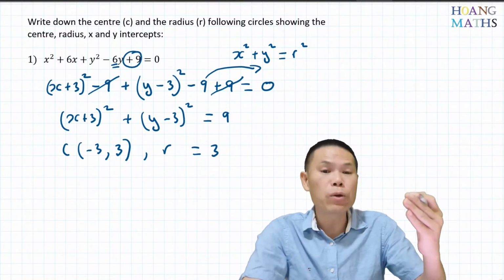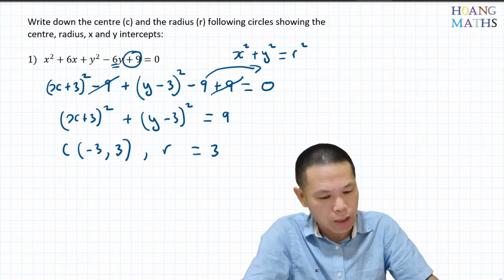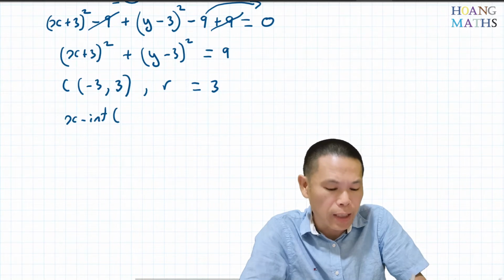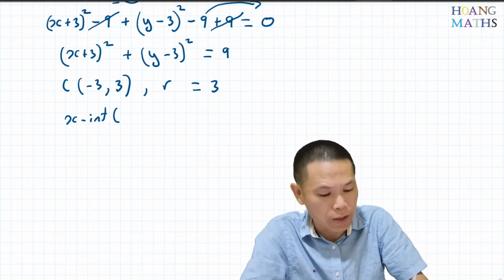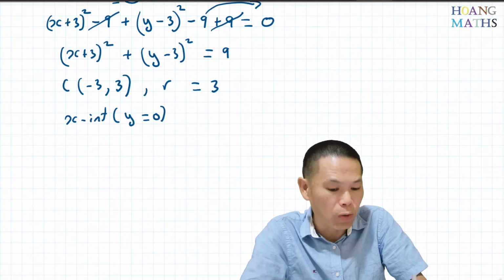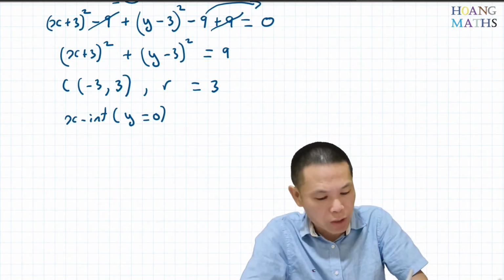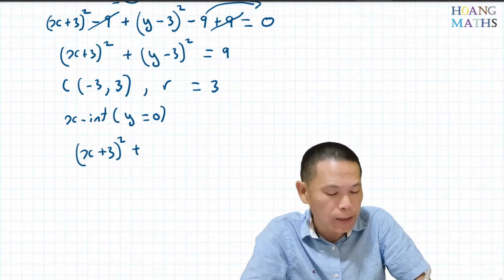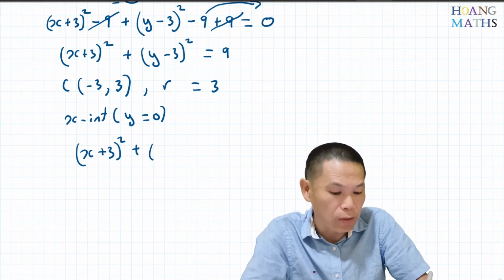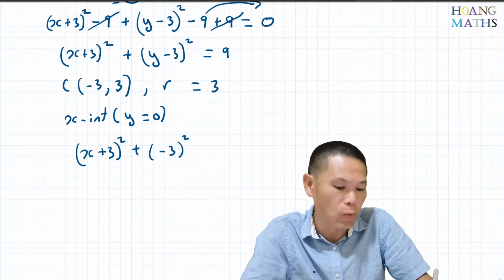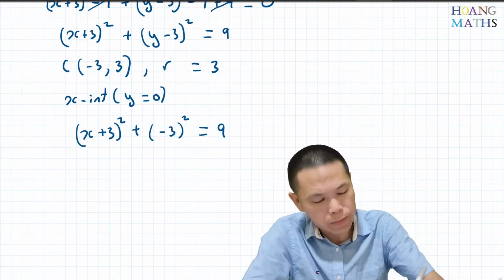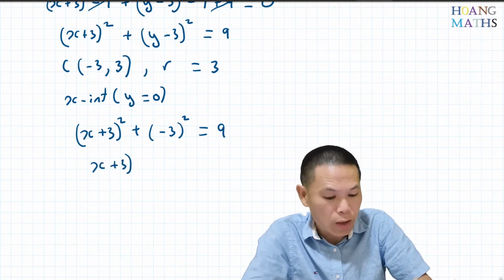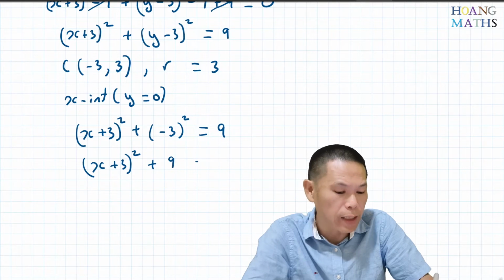There you go. Then we need to find the x and y intercepts. So let me just write down x-intercepts first. It doesn't matter which intercept you find first. That means when y equals 0. So x plus 3 all squared plus 0 minus 3, which is negative 3, all squared is equal to 9. And negative 3 squared is 9. So that becomes x plus 3 all squared plus 9 is equal to 9.